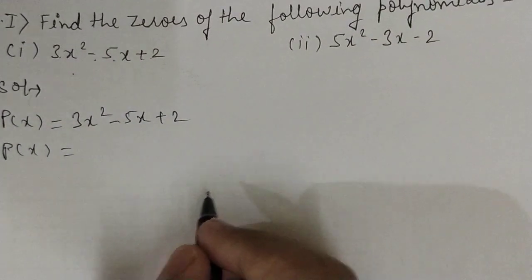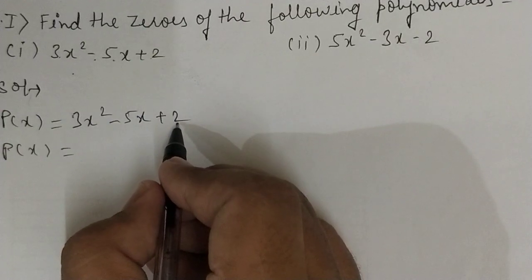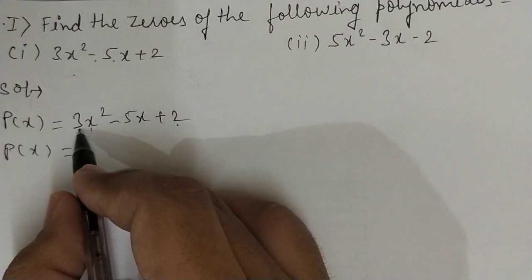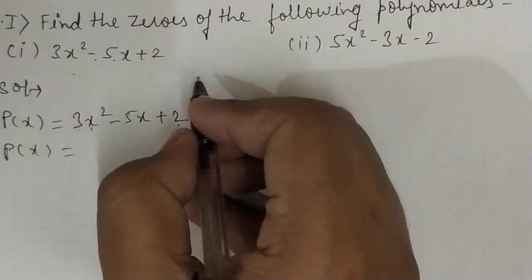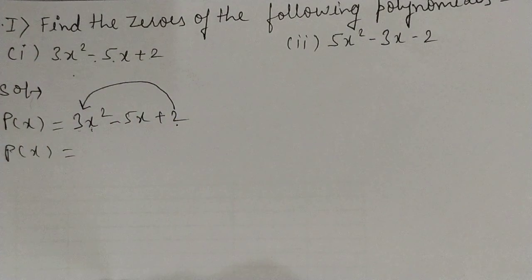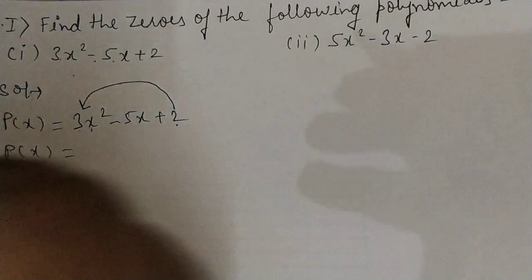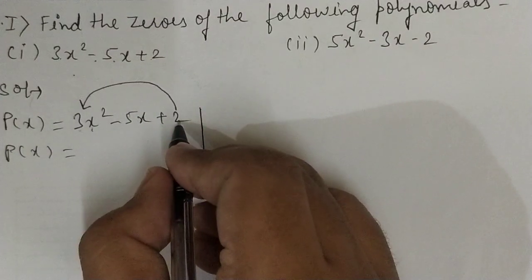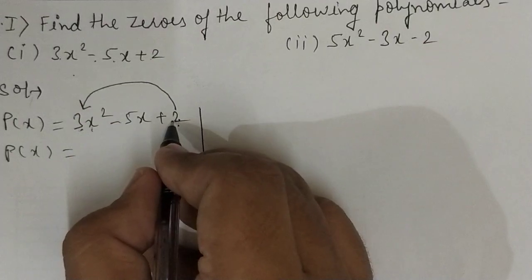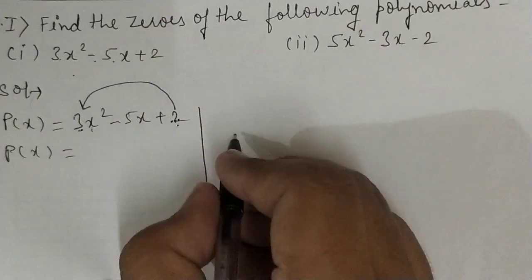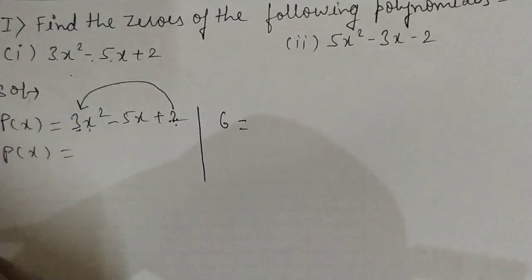Now how can you split the middle term? See, here the constant term is 2 and the coefficient of x square is 3. So what you have to do? First you have to multiply the constant term with the coefficient of x square. If I am multiplying plus 2 by plus 3, you have to consider the sign also. 2 into 3 is 6. You will be getting 6.